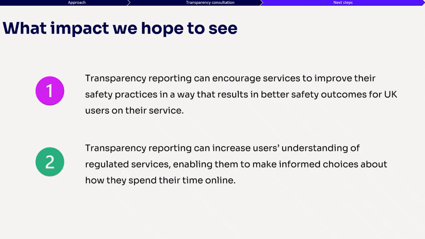So we believe the impact of transparency reporting can be extensive and really far-reaching. Transparency reporting can encourage services to improve their safety practices in a way that results in better safety outcomes for UK users on their service. And transparency reporting can also increase users' understanding of regulated services, enabling them to make informed choices about how they spend their time online. So that's the impact that we're trying to achieve. And everything we're doing here is pointing towards making those kinds of impacts.